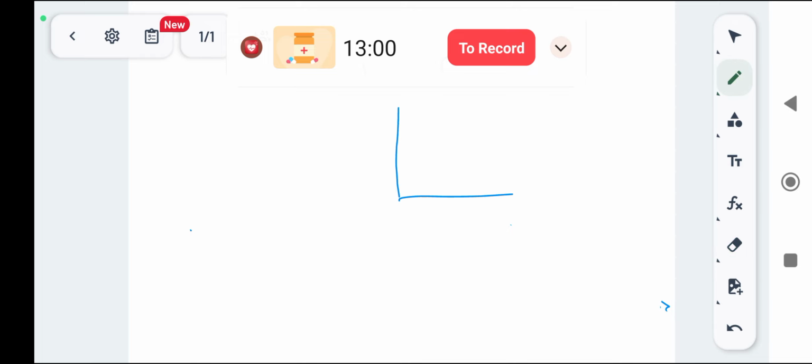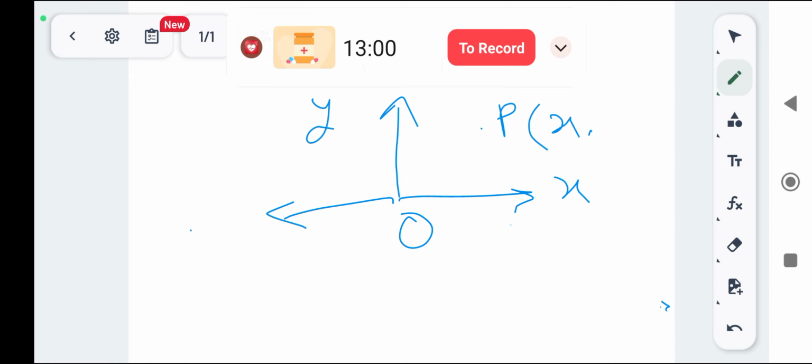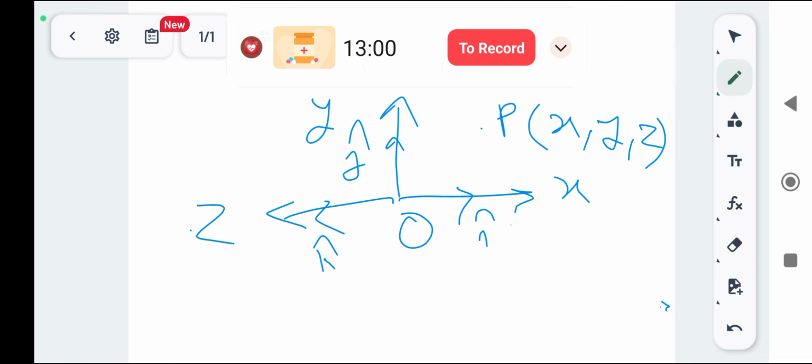This is the x-axis, y-axis, and z-axis. This is the origin O. This point is P. Its coordinates are x, y, and z. Unit vector i along x, j along y, and along the z-axis unit vector k. Then OP is the position vector, that is the R vector.